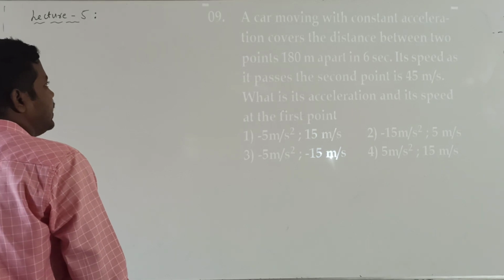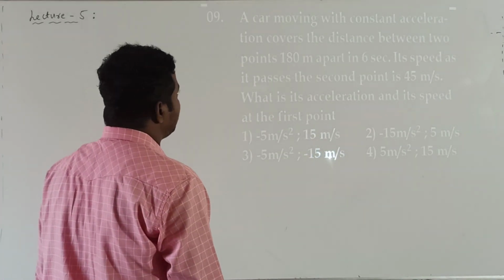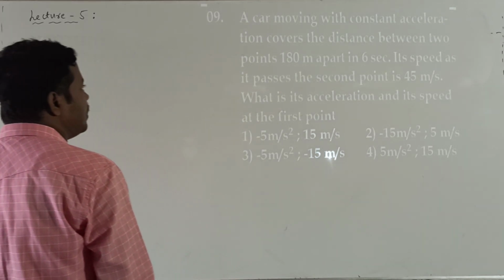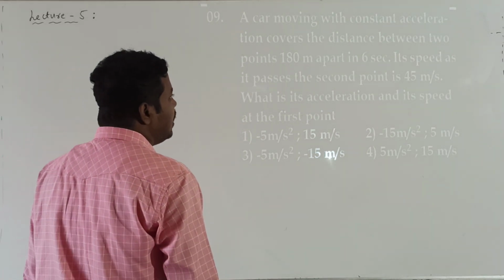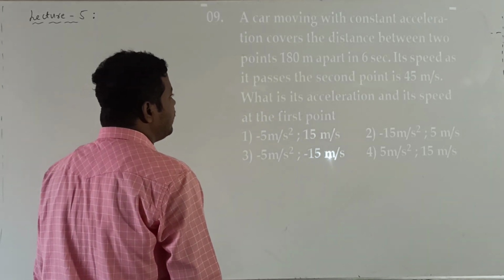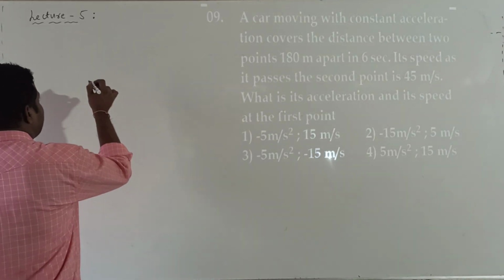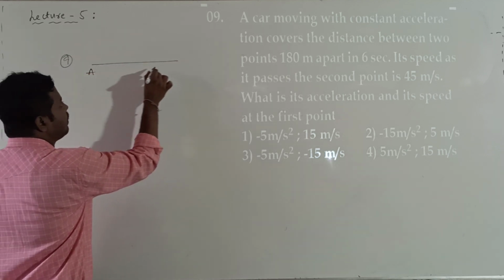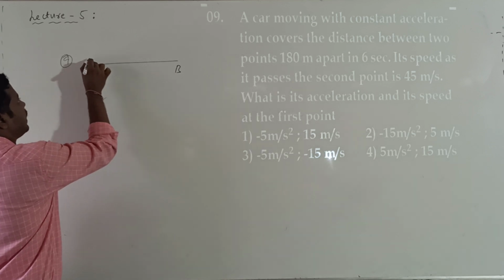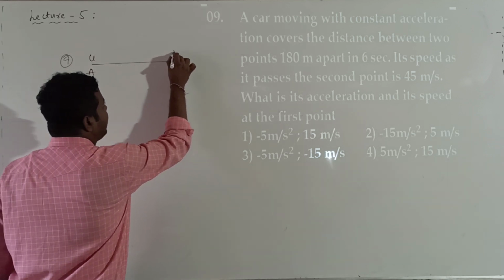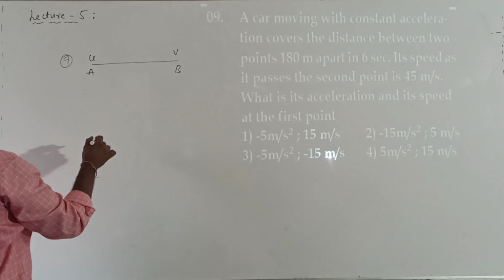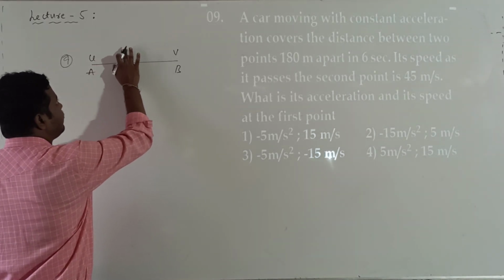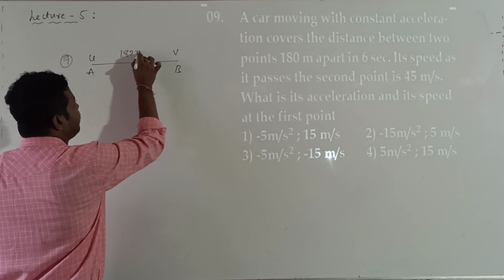A car is moving with a constant acceleration and covers the distance between two points 180 meters apart in 6 seconds. The speed at the second point is 45 meters per second. What is the acceleration and its speed at the first point? What is the given data? The car is moving between two points. Let me consider the two points as A and B. Let us call the velocity at A as u and the velocity at B as v. The separation between A and B is given as 180 meters.